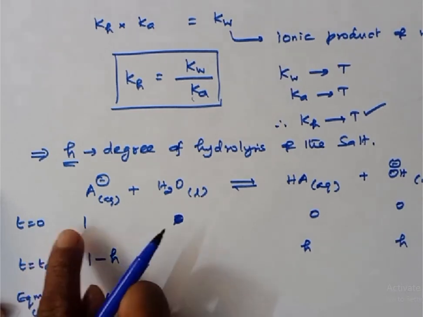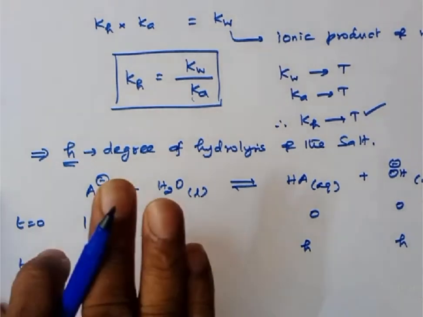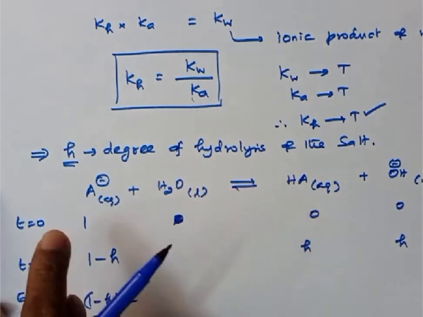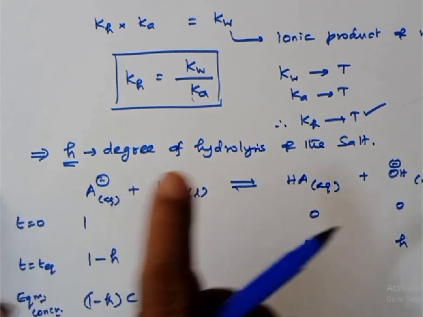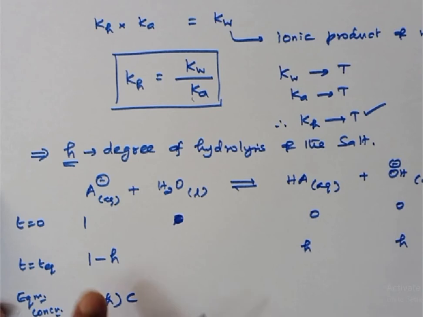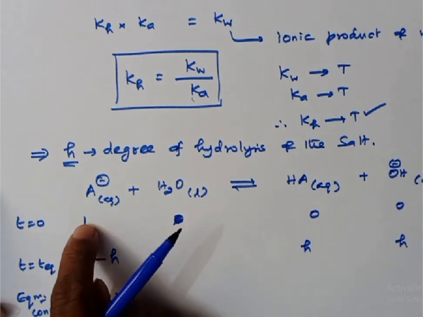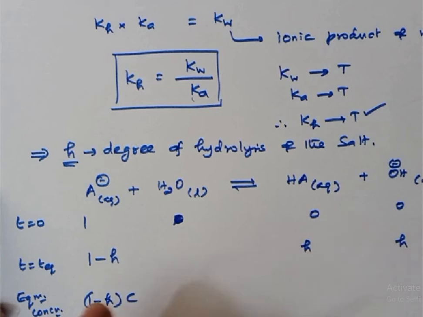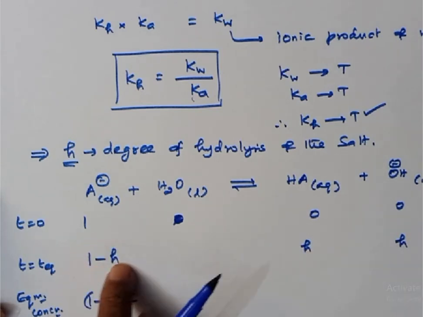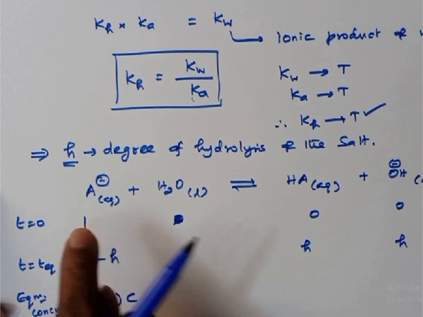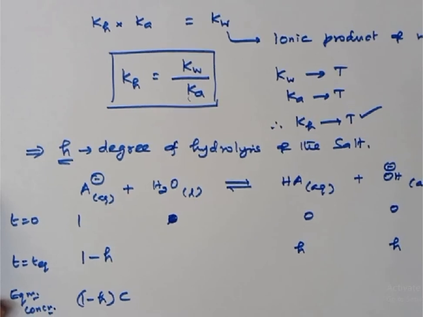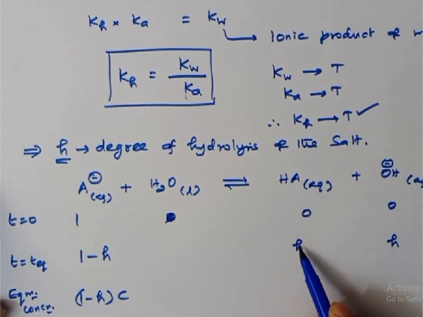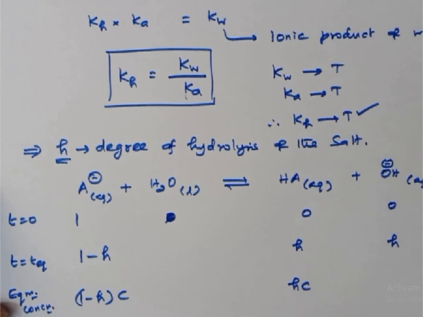If A minus does not undergo any hydrolysis, then you will be having 1 mole of A minus ion, and for 1 mole of A minus ion, concentration is C. But due to hydrolysis, from 1 mole, H mole is reacted. So the remaining mole is only 1 minus H. If 1 mole concentration is C, then 1 minus H mole concentration is 1 minus H into C, simple. Similarly, we are getting H mole of HA, therefore equilibrium concentration is HC, and here equilibrium concentration is HC.